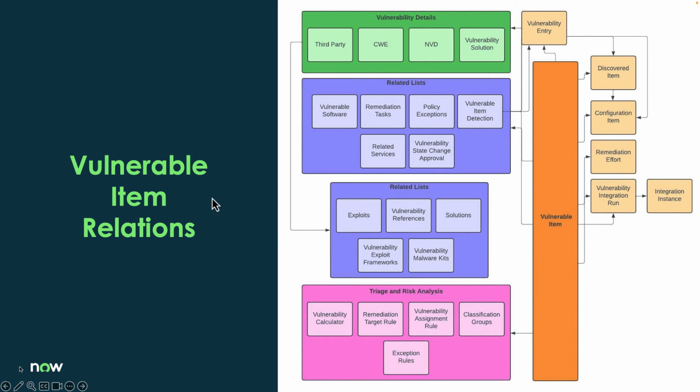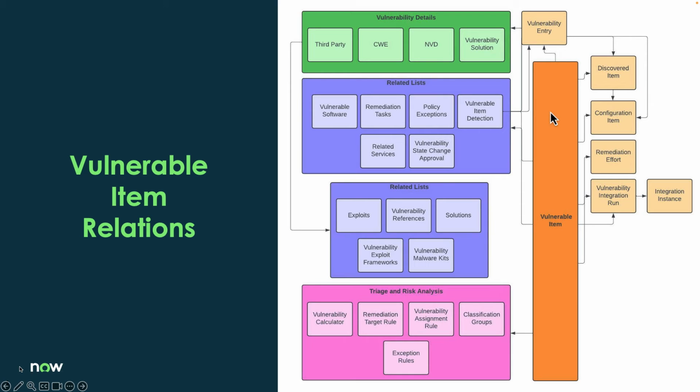Finally, we have the vulnerable item relations. So this kind of shows how everything is tied together from the vulnerability item here. You can see the vulnerable item is tied to the vulnerability entry, which is then tied to, typically, its third-party record, but for different integrations, it could be tied directly to the CVE.